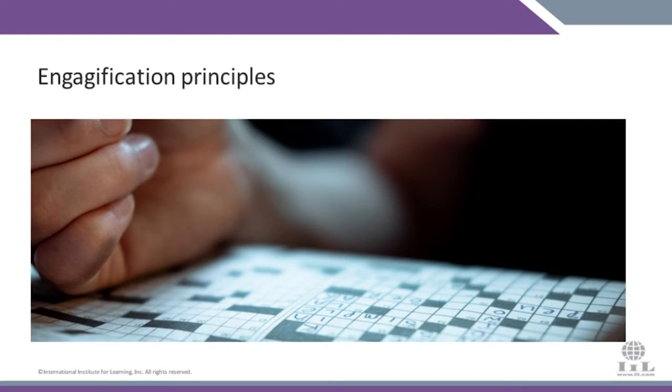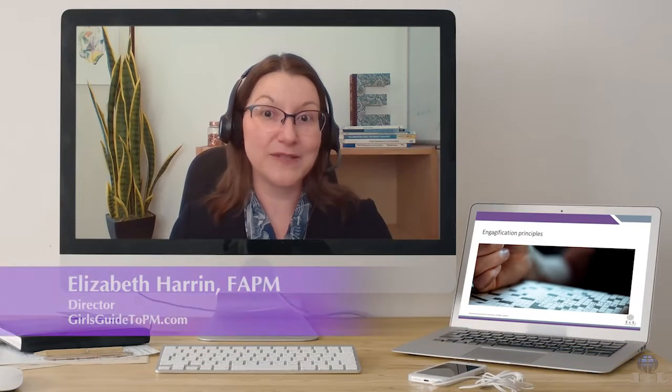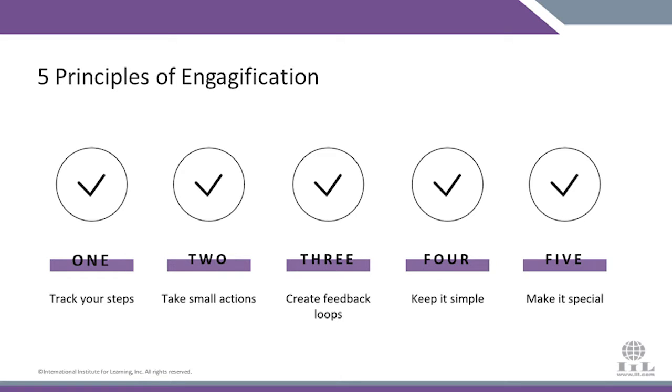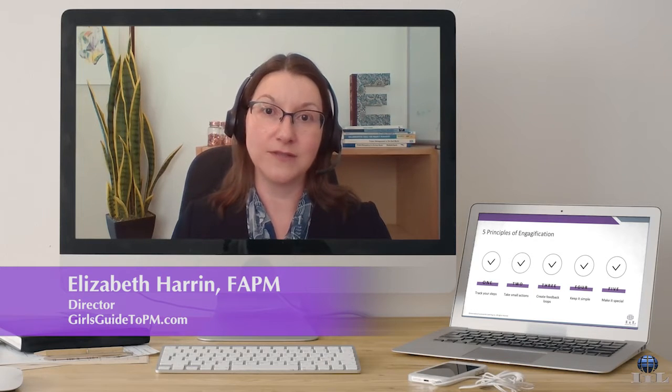Okay, now we come to the second part of our presentation today, which is the how. Let's look at those 5 principles of stakeholder engagement. The 5 principles are: track your steps, take small actions, create feedback loops, keep it simple, and make it special. So let's look at each of those in context now.